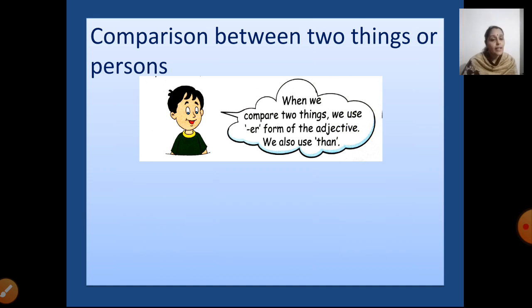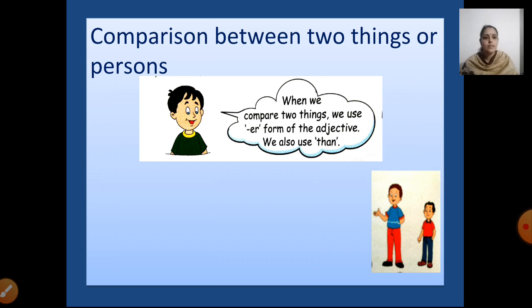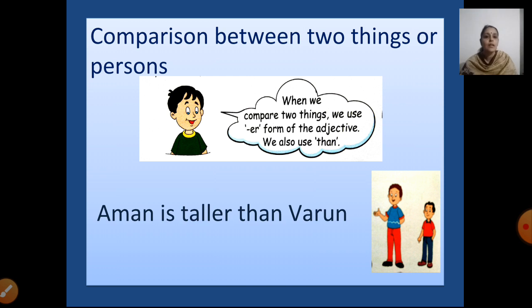we add er to the adjective and we also use than that, right? When we are comparing two things or two persons, it is known as comparative degree. Yes, we add er to the adjective and we also use than that. Okay, let's see a sentence here. Look at the picture, children. Two boys. Yes, now let's look at the sentence.